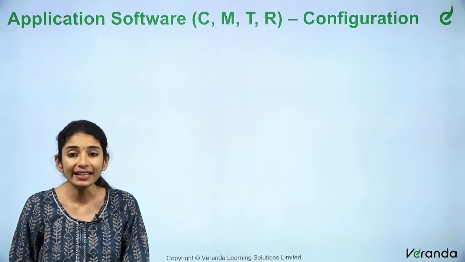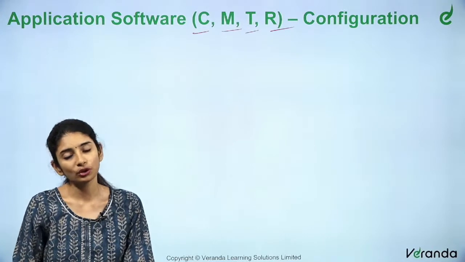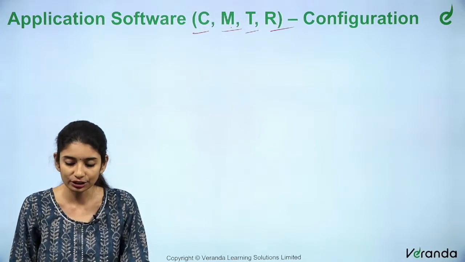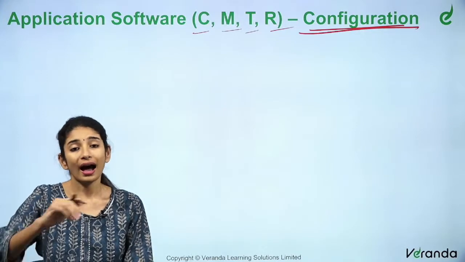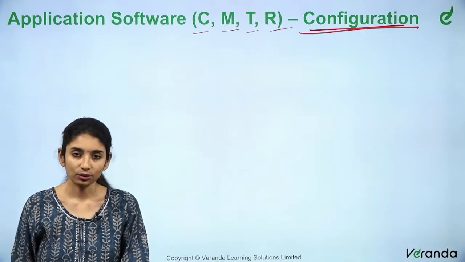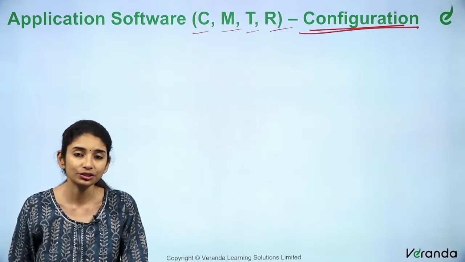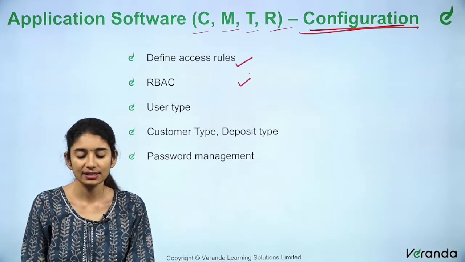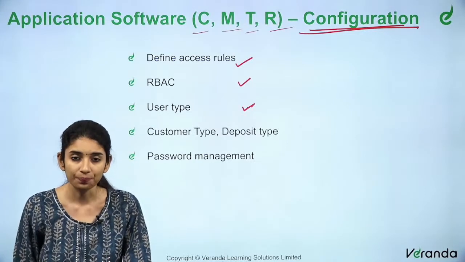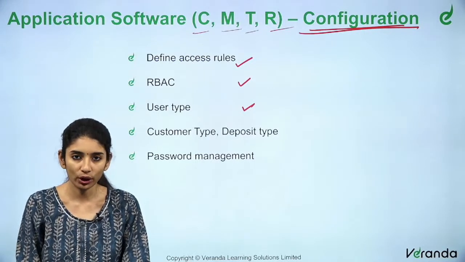Now, application software: configuration, master, transaction and report. What is the meaning of configuration? How the entire software looks. What are the menus in the software? Who gets access to change the menus of the software? Define access rules, role-based access controls. What is the type of the user? Is it a branch manager? Is it an employee?